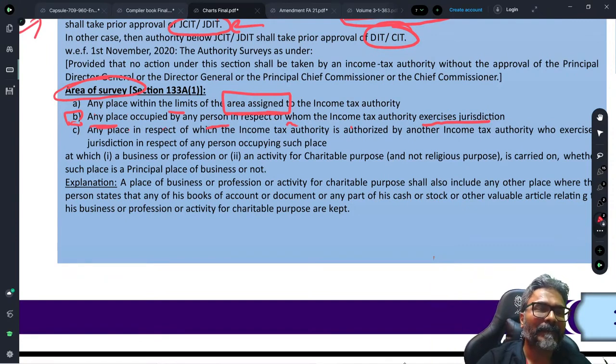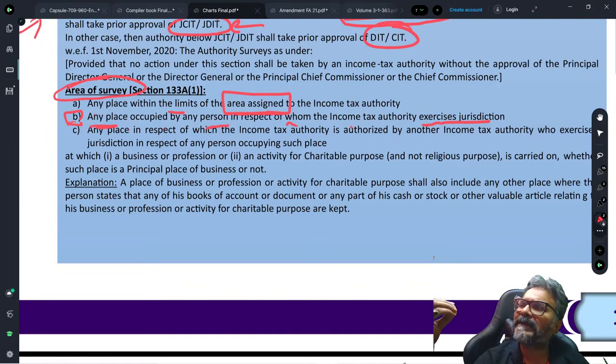Tell me from my example, if I am having the jurisdiction over that particular person who has got a place of business in Mumbai as well as in Delhi, can I go ahead and do the survey in these two places of business of this particular person? And the answer is yes. Any place occupied by the person in respect of whom the income tax authority is exercising the jurisdiction.